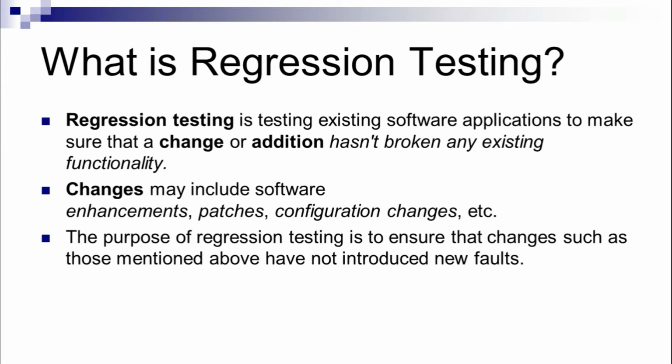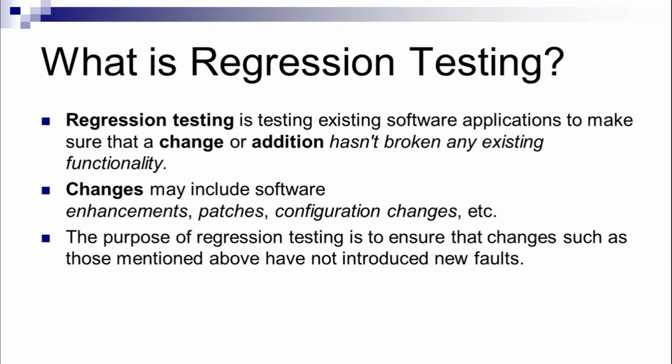What is regression testing? It's very important for us to understand what is regression testing and what is functional testing before we move ahead with automation testing, because both of them are related. We need to understand the purpose of having automation testing in the picture, for which we first need to learn what is regression testing. Regression testing is testing existing software applications to make sure that a change or addition hasn't broken any existing functionality.